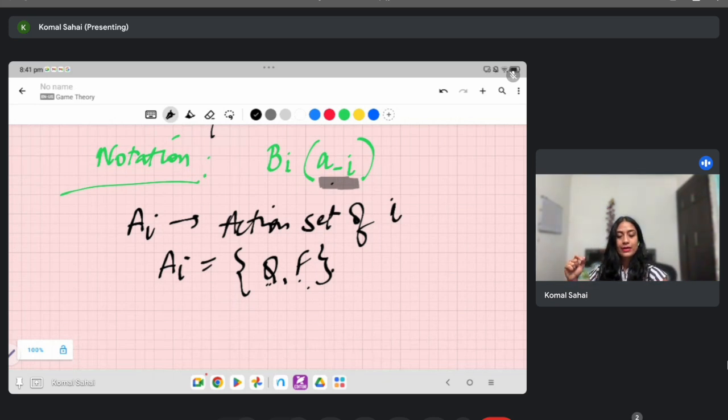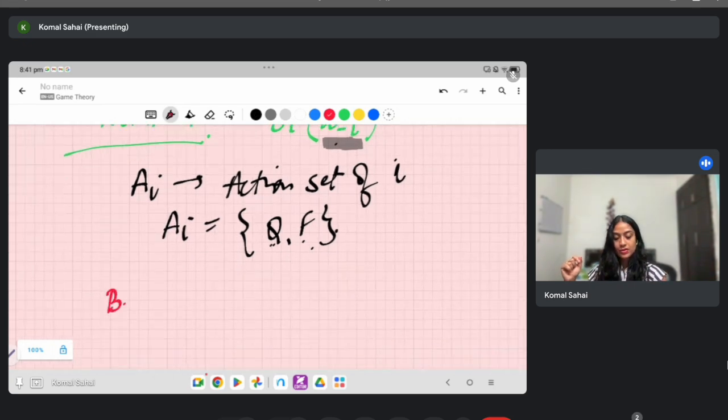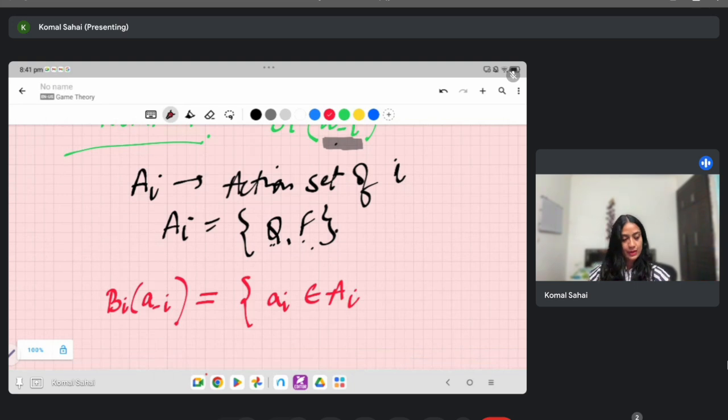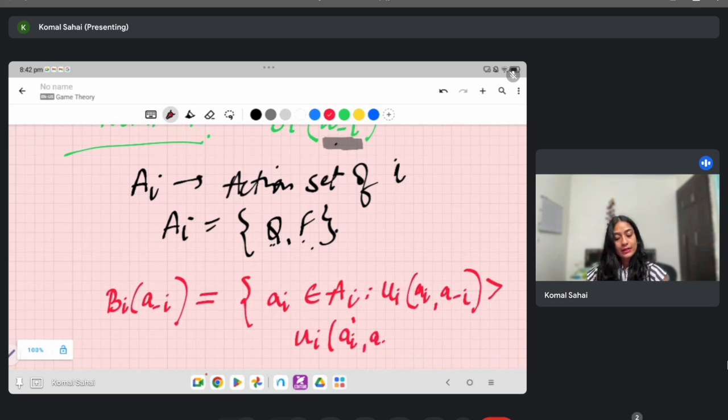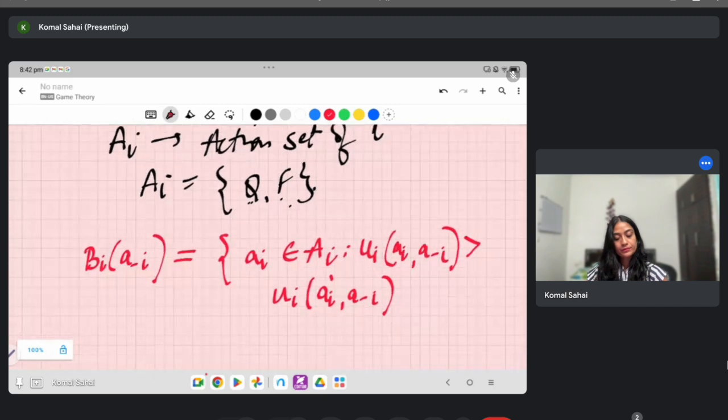Right? So let's write it formally. What we have is that the best response function of player I, given the action of the other players, is essentially an action AI which belongs to the set of actions AI, such that the utility that player I derives from AI, given that the other players are choosing A minus I, is greater than or equal to the utility that player I derives from AI prime, given that the other player is choosing A minus I, ठीक है?